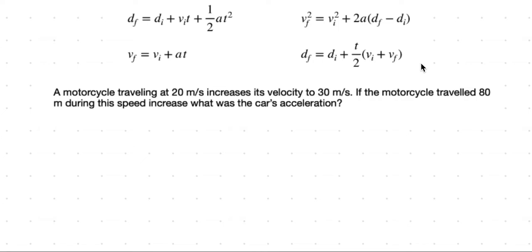So the first thing we want to do is write down what we're given in the problem. So it says a motorcycle traveling at 20 meters per second increases its velocity to 30 meters per second. So that means the initial velocity is going to be 20 meters per second, and the final velocity is going to be 30 meters per second. So let's write that down first.